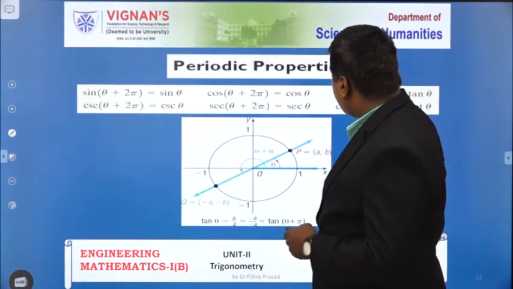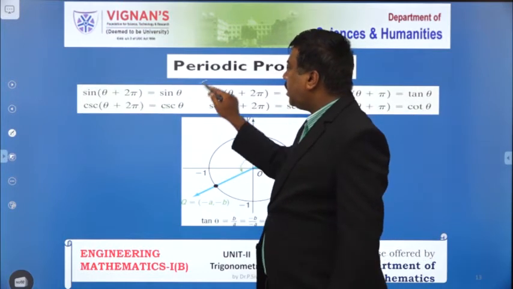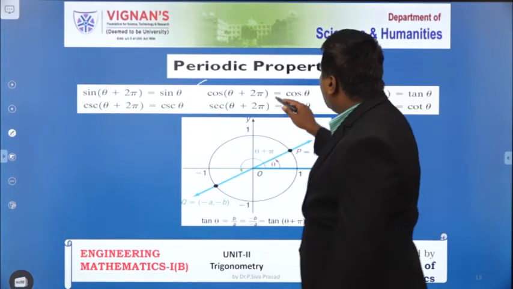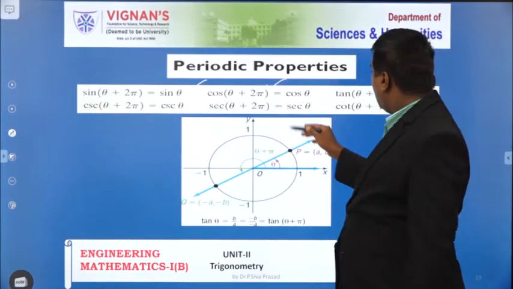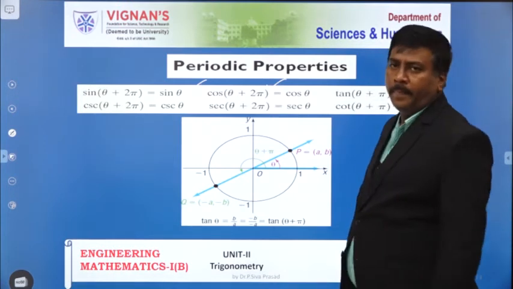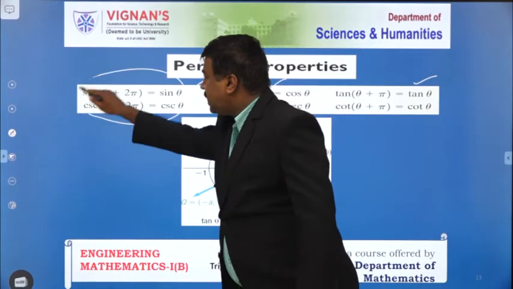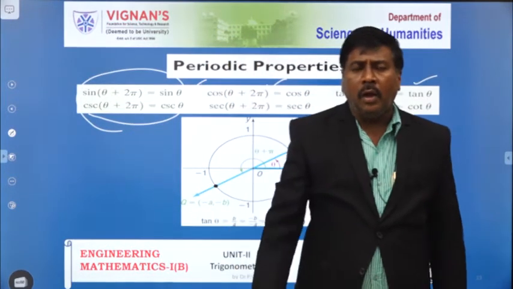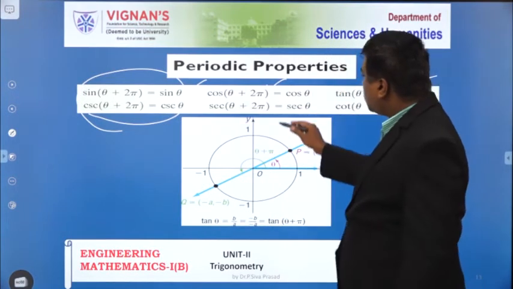Now please say this: sine of theta plus 2 pi is equal to sine theta. Similarly, cos of theta plus 2 pi is equal to cos theta. And tan of theta plus pi is equal to tan theta. And the reciprocals also have periodicity of 2 pi, so that is here also.